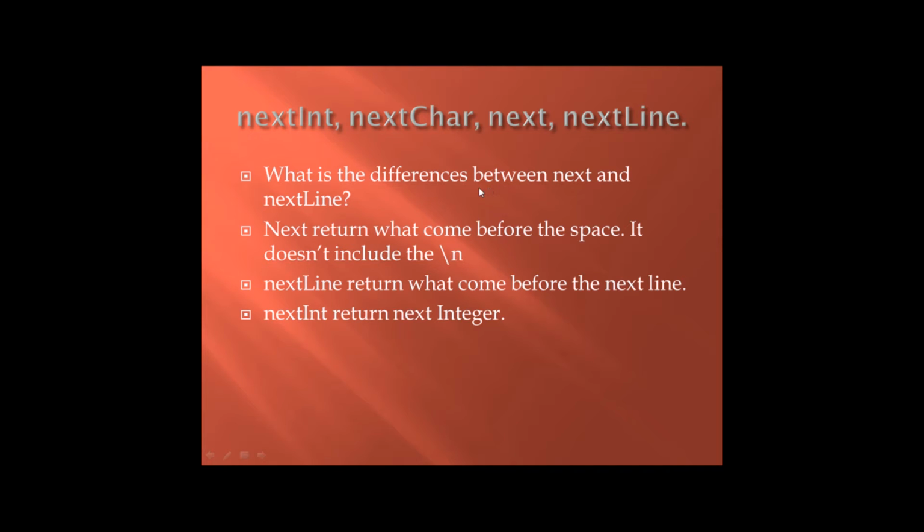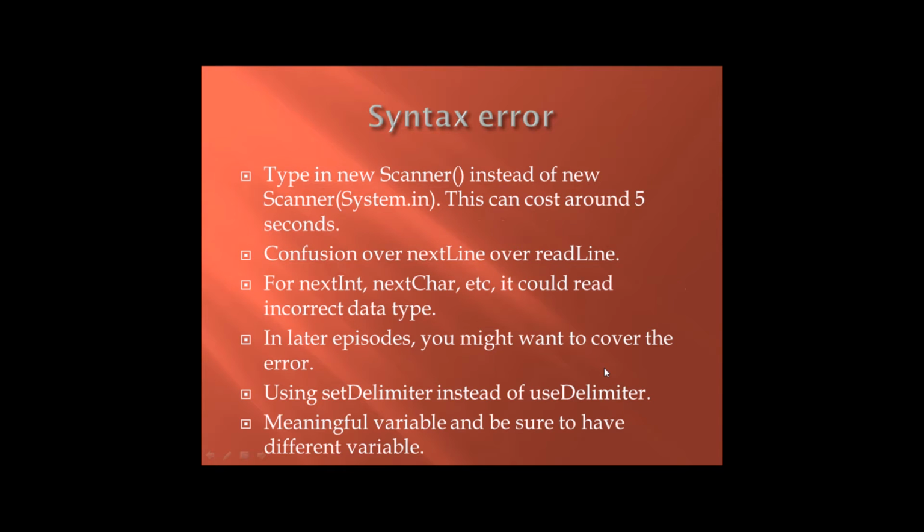What is the difference between next and nextLine? That's the next thing. Next returns what comes before the space, basically a word. It doesn't include the \n. nextLine returns what comes before the next line. nextInt returns the next integer. Next char, I don't think there is a next char, but we'll move on.